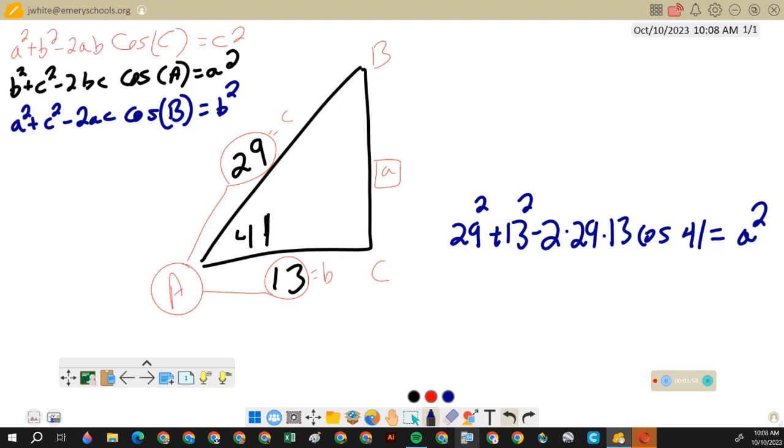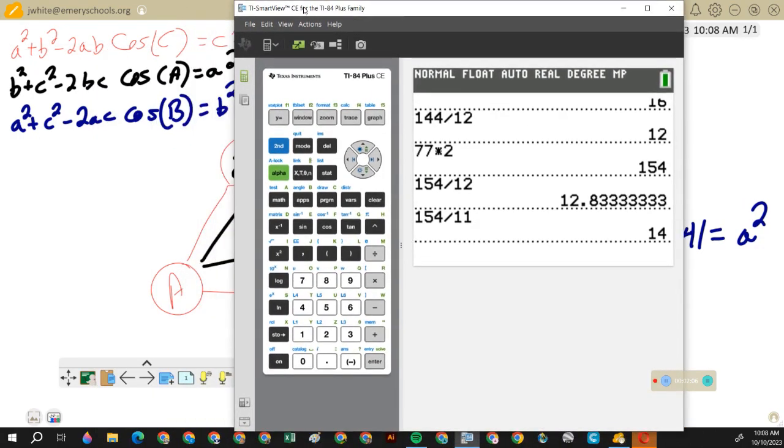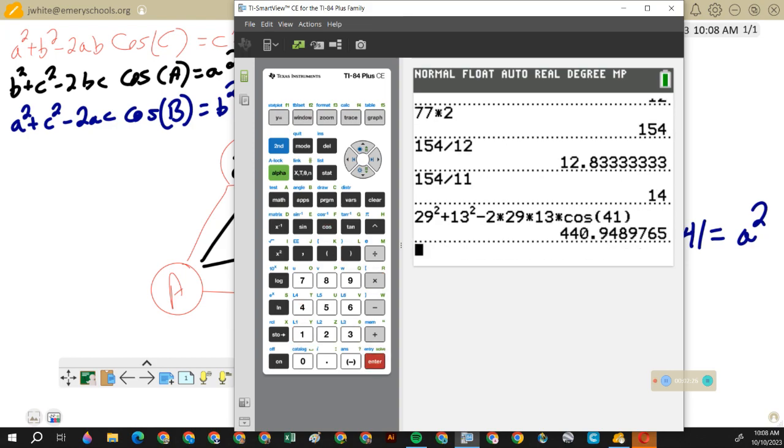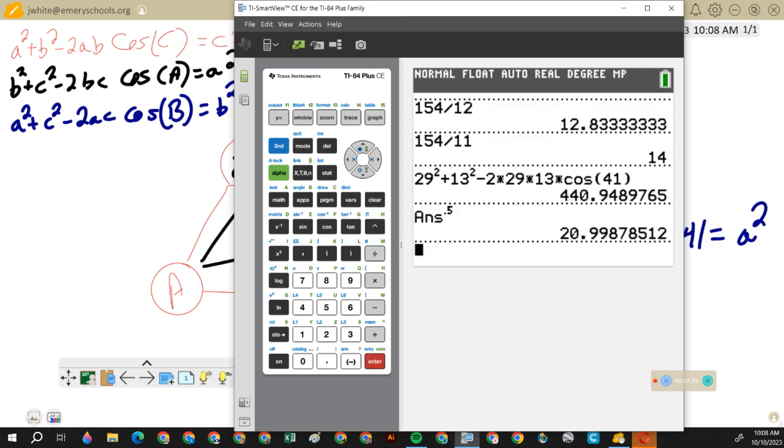So we pull up our calculator, which is not on. So 29 squared plus 13 squared minus 2 times 29 times 13 times the cosine of 41. That is equal to a squared. So we take the square root, which is the same as raising it to the 0.5, and I get 21.